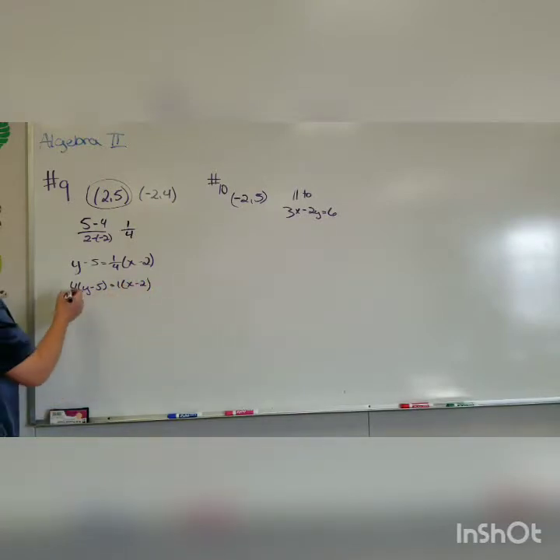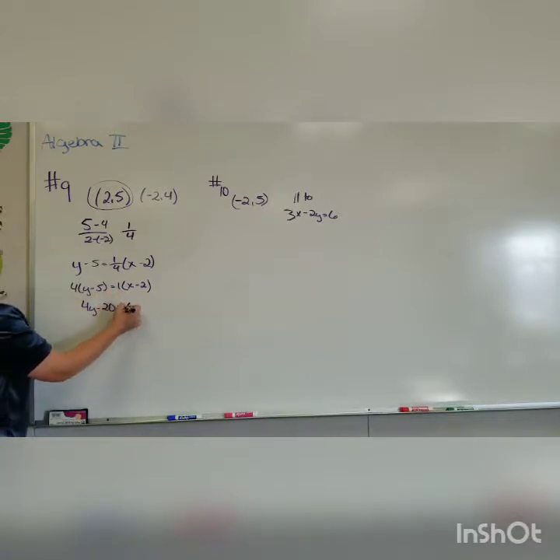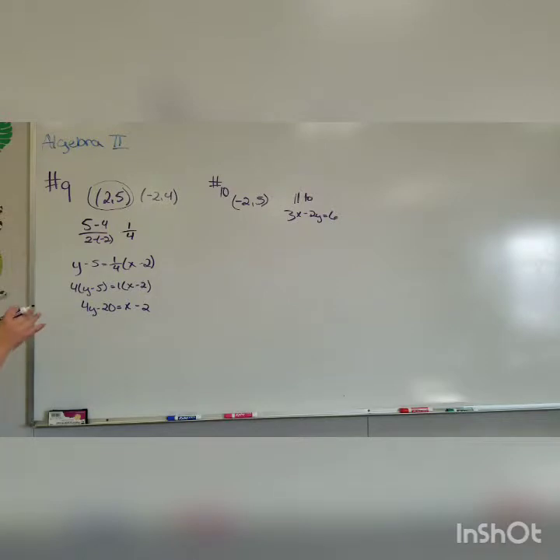All right, so do distributive property on both sides. 4 times y is 4y minus 4 times negative 5, which is negative 20. 1 times x is x. 1 times negative 2 is negative 2. Now they ask for these in standard form.